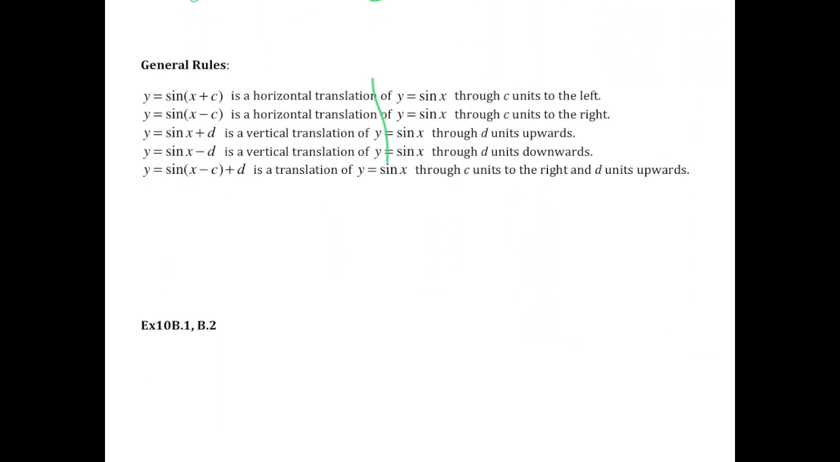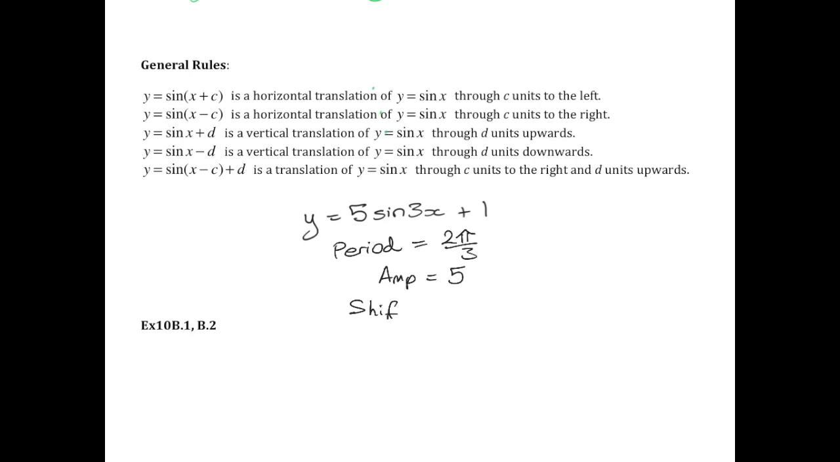Okay, general rules. Basically, this is a summary. Can you just first describe to me what this would look like? Period equals 2 pi on 3. Does everyone agree? Yes. Beautiful. Keep going if you like. And then the amplitude would be 5. Beautiful. Amplitude is 5 and? And then it'd be shifted up 1. Beautiful. Shift up 1.